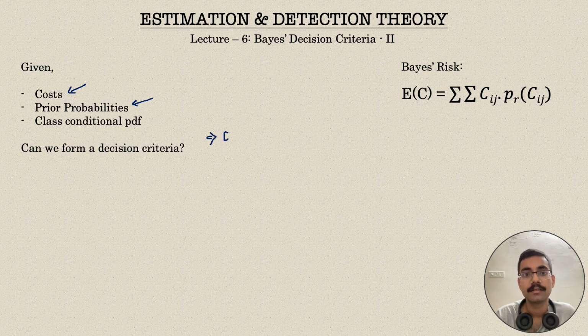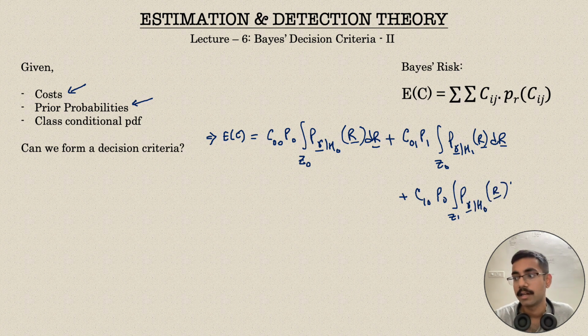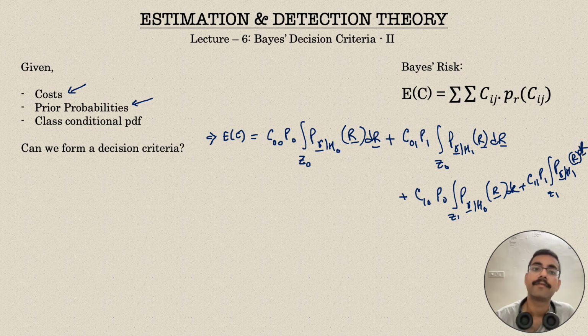So EC would be equal to C00 P0 integral over Z0 of P(R given H0) dR plus C01 P1 integral over Z0 of P(R given H1) dR plus C10 P0 integral over Z1 of P(R given H0) dR plus C11 P1 integral over Z1 of P(R given H1) dR. I have described in detail in the last lecture how this comes about.